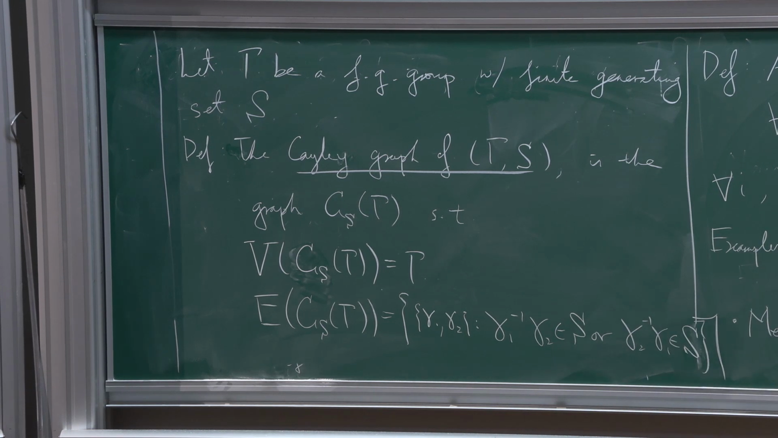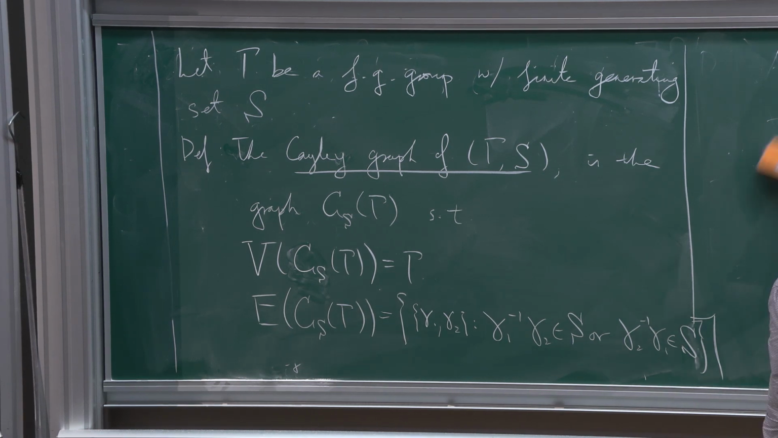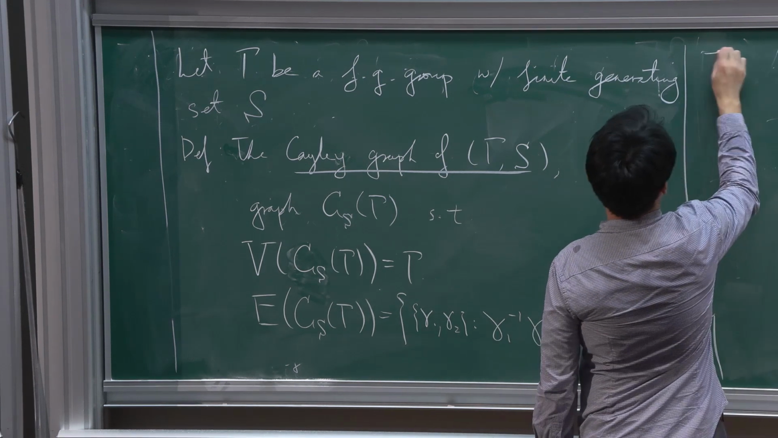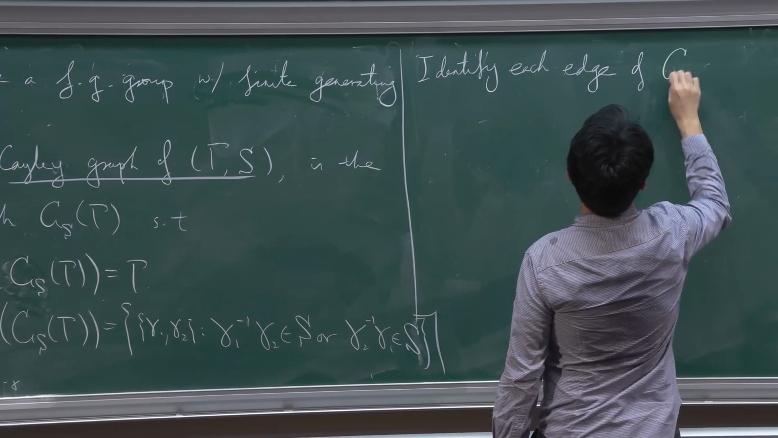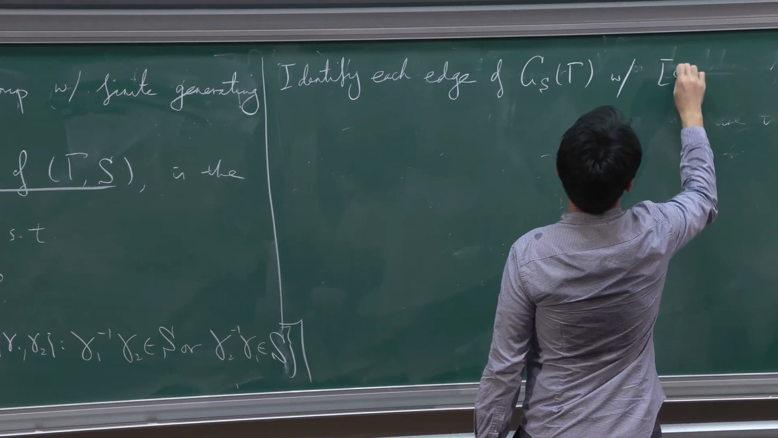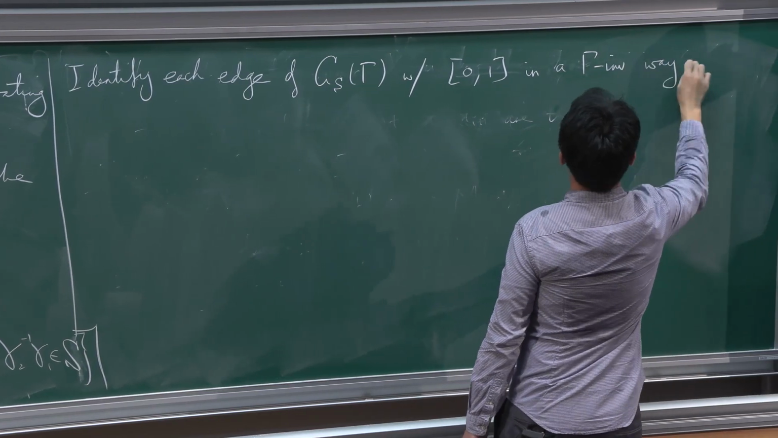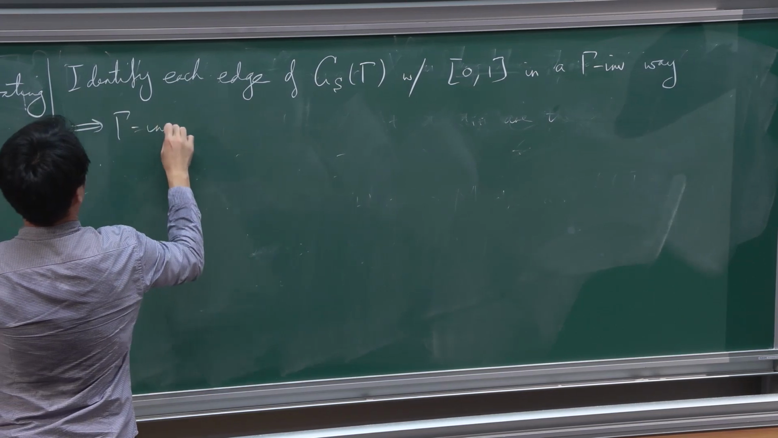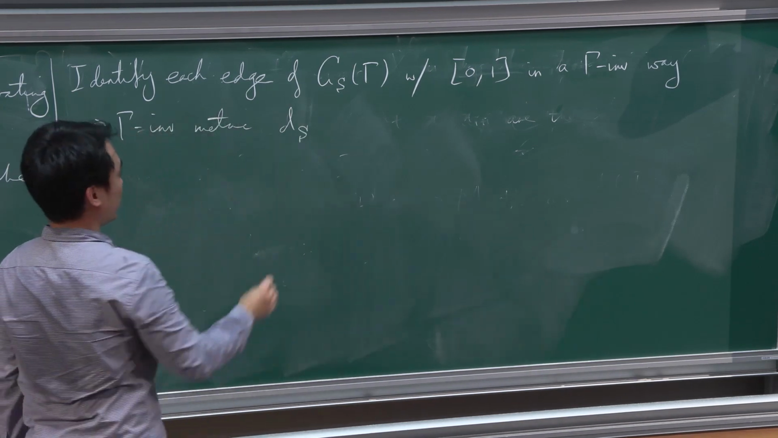And then, right now this is a graph, but you can equip this graph with a metric. First notice that there's a gamma action on this graph on the left. And you can equip this graph with a gamma-invariant metric by identifying each edge of the Cayley graph with the unit interval metrically, in a gamma-invariant way. And what you get is a gamma-invariant metric, which I'll denote by d_S, which depends on the generating set.